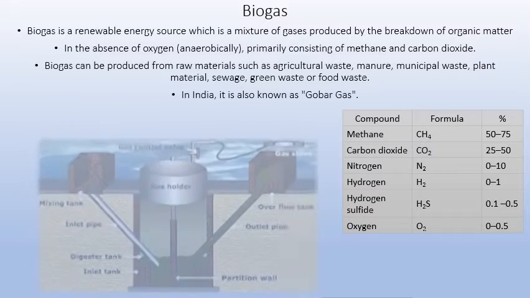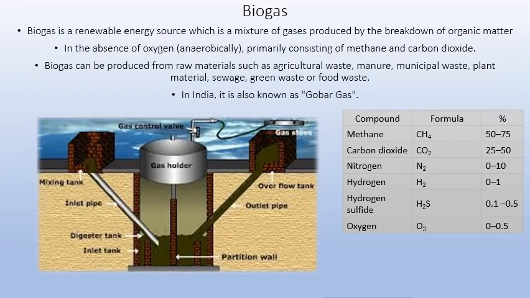No, it produces methane dominantly, and along with methane there's a little bit of carbon dioxide, but most dominantly it's methane, and that is why we are able to produce fire. So this is how the system works. You have a mixing tank, which is probably the place where we'll be dumping the waste, and an inlet pipe.